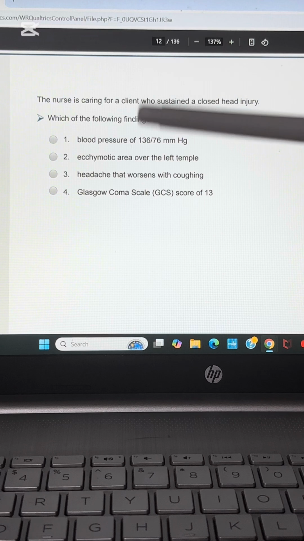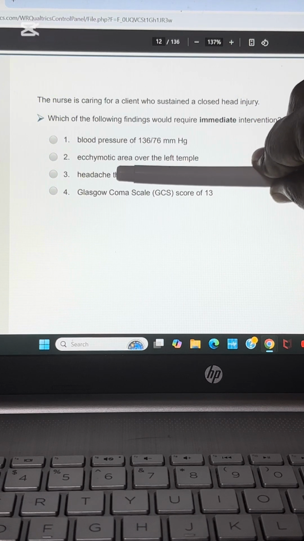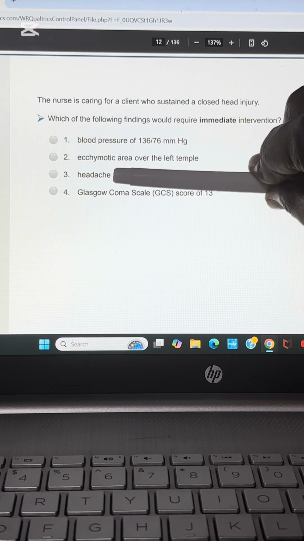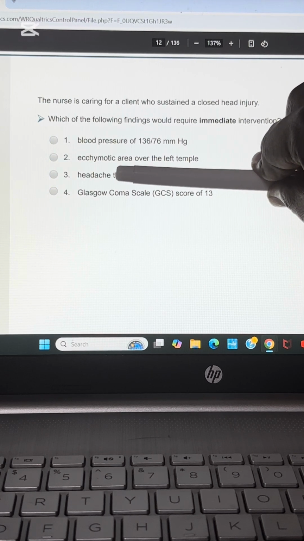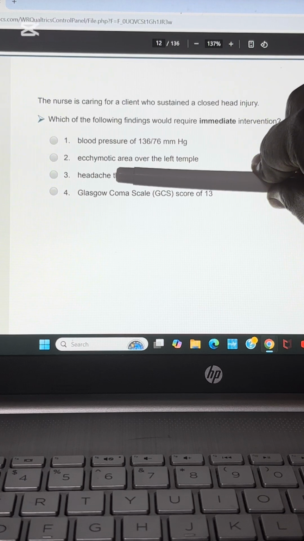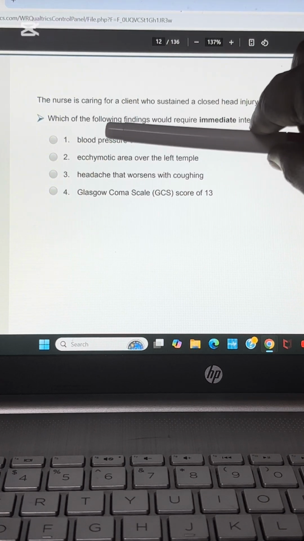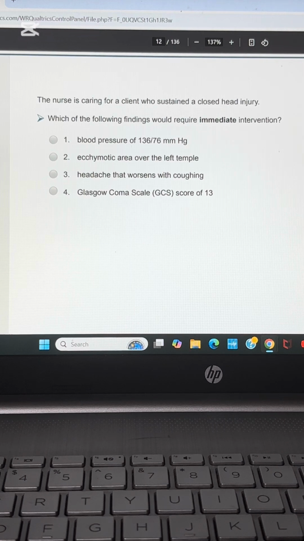Now it's easy for the NCLEX to just say this patient has a headache. If the NCLEX just said the patient has a headache, I can easily say the immediate intervention is 1. But guess what? They said the headache that worsens with coughing. All of a sudden, the patient coughs and then the headache worsens. I'm not expecting that, right? So it shows that there's a problem.